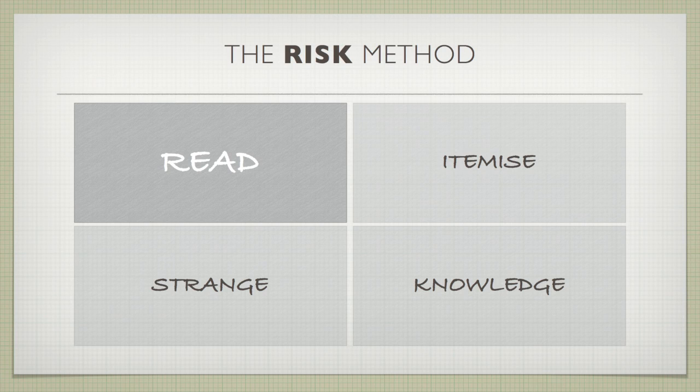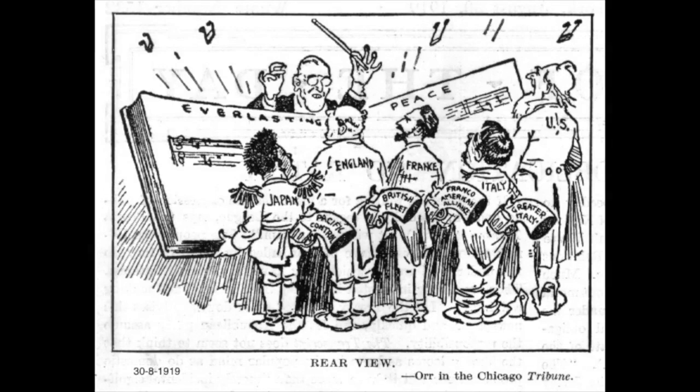Step 1 is read. Read what's inside the cartoon and any caption it may have. The caption might give a date, which can help you understand the topic. The name of the source, like a newspaper, can help you work out the attitude of the artist. For example, a cartoon from an English newspaper is likely to be anti-German. Let's read Rear View together.